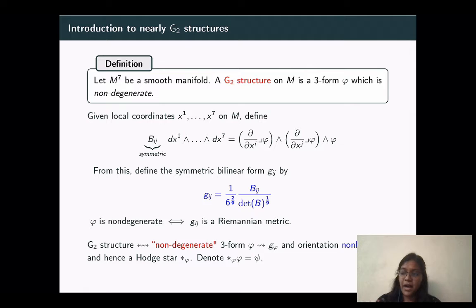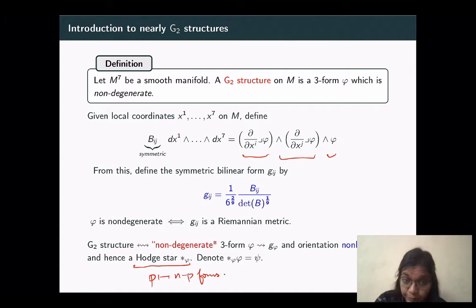And both of these are done in a highly nonlinear way, as is very explicit from the expression of B. So from here we can see that the definition of the metric using the 3-form is highly nonlinear, but we can certainly define a metric and an orientation given a G2 structure. And since we have the metric and the orientation, we can use them together to define what is known as the Hodge star, which takes p-forms to n minus p-forms. Now, if we apply the Hodge star to the 3-form itself, then we get a 7 minus 3, so a 4-form, which we will denote by psi.